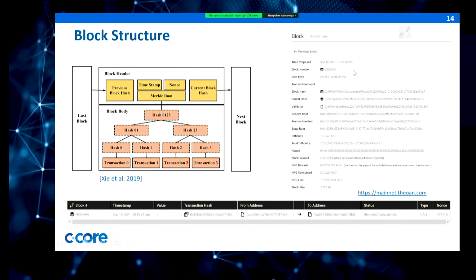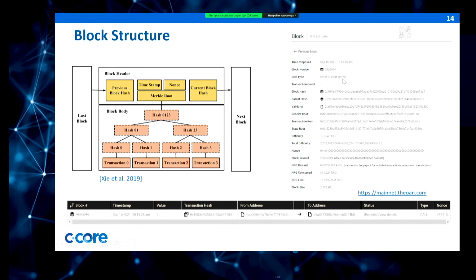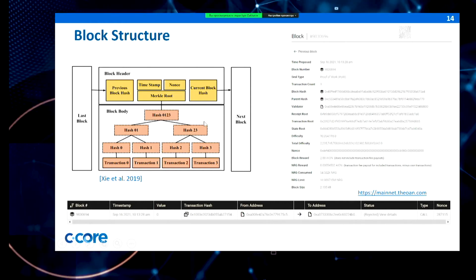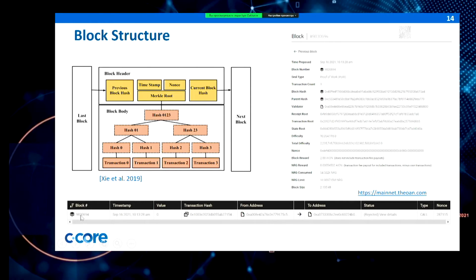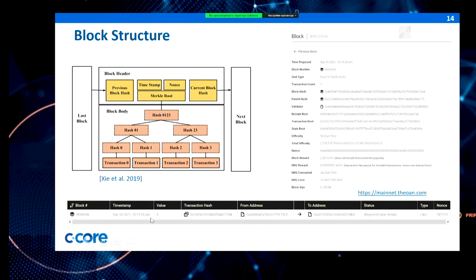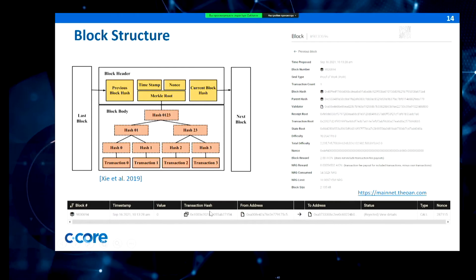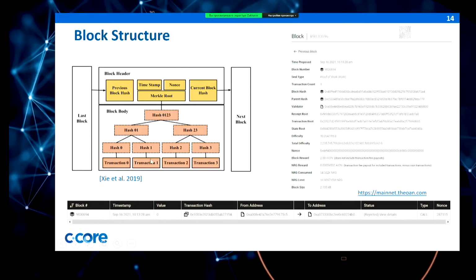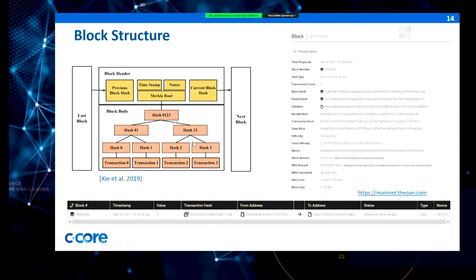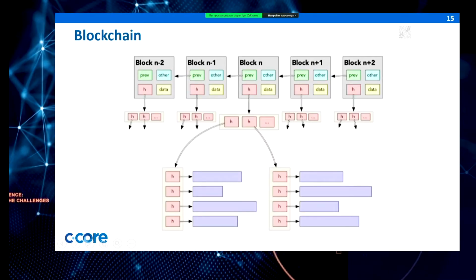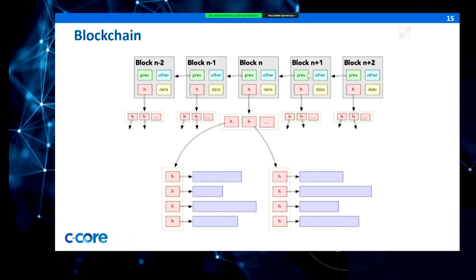So you can see the timestamp and the type of consensus algorithm, for example, proof of work. And the block body includes information about transactions, so you can see the entire history of all transactions just by exploring the block body information. And blockchain is very simple. It's a chain of blocks.